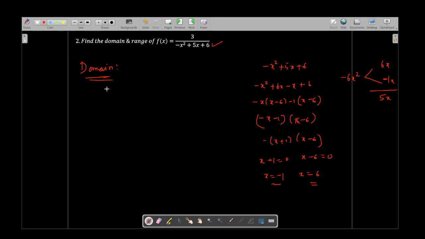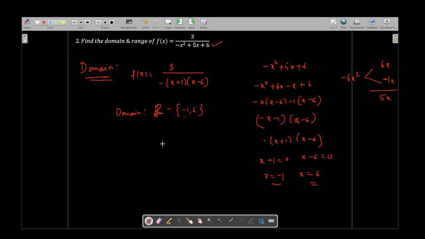So I'll write f of x as 3 over minus x plus 1 and x minus 6. So the domain of this function is all real numbers except minus 1 and 6. So except these two values, you can take any value in the real numbers and put it into f of x to get a finite value. At minus 1 and plus 6, we don't get a finite value.